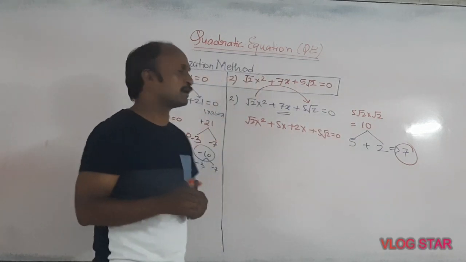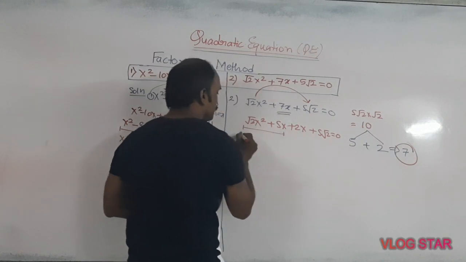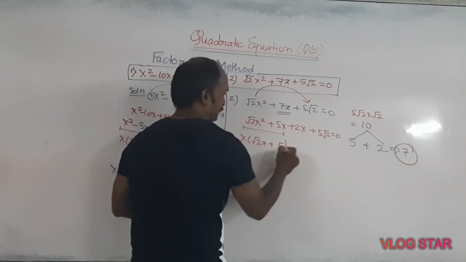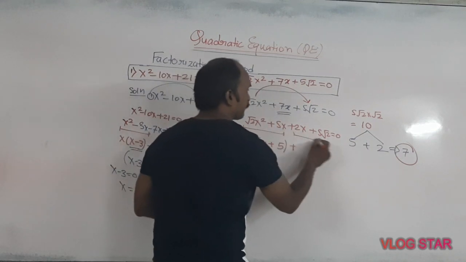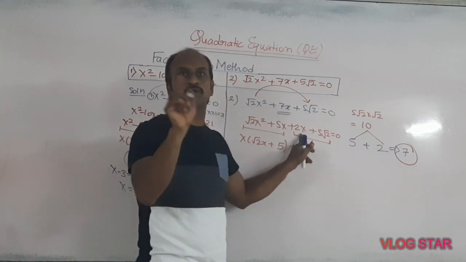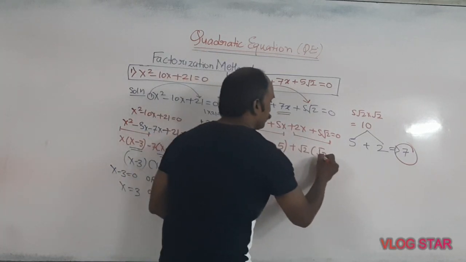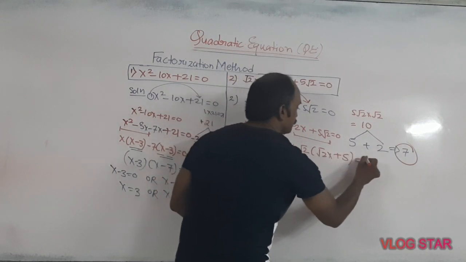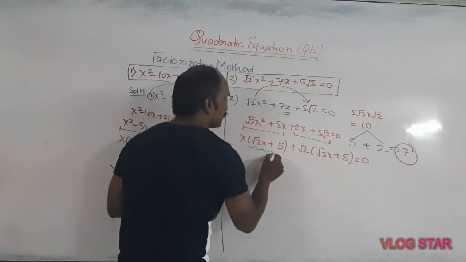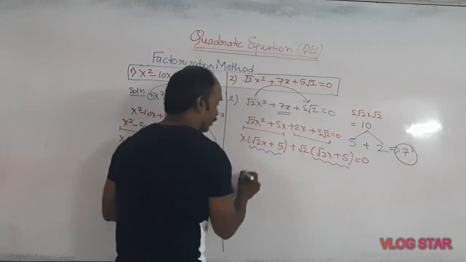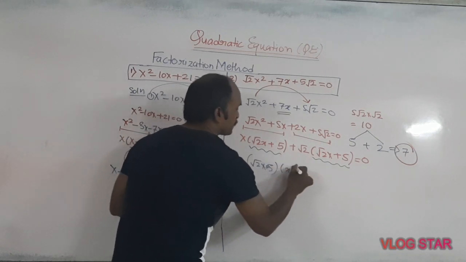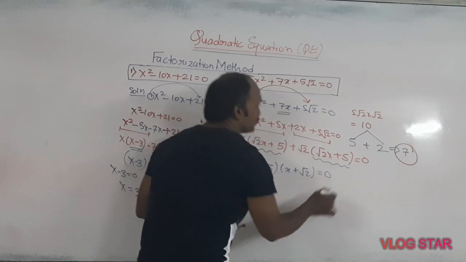Now you have to find out the common term. In this, common is x. You will get root 2x plus 5, plus. Here you have common root 2, because 2 can be represented as root 2 into root 2. So you get root 2x plus 5 is equal to 0. So as we have seen, these two terms are the same, so we can take them common. Root 2x plus 5 into x plus root 2 is equal to 0.